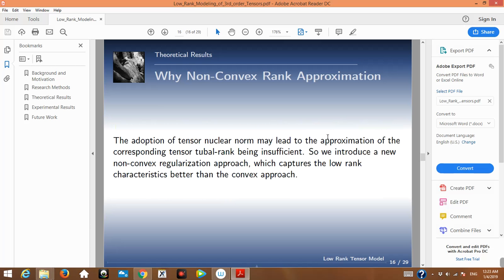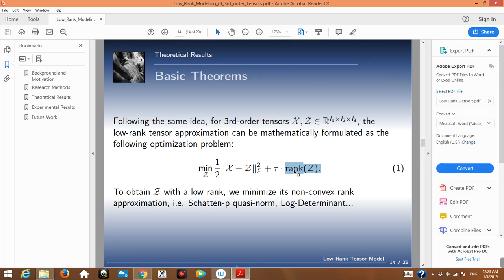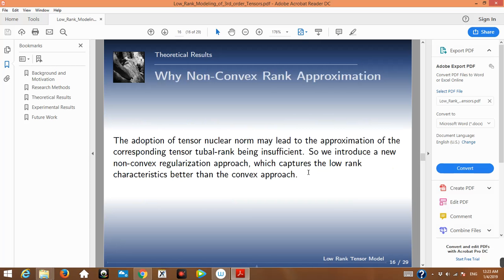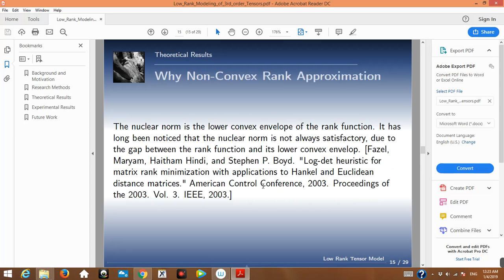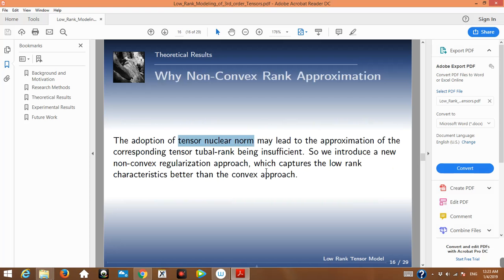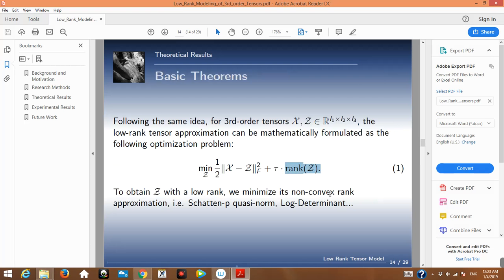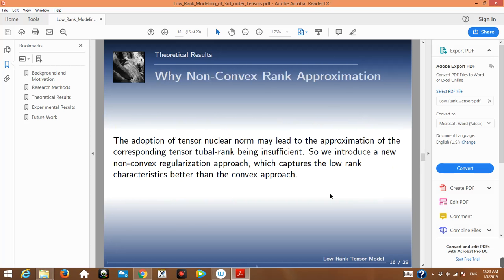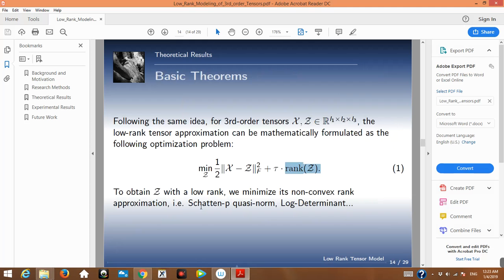In this way, we try to use a non-convex optimization to replace the rank of Z. That is, instead of using the tensor nuclear norm, we want to use a non-convex regularization of the rank of Z. For example, we can use the Schatten-p quasi-norm or the log determinant of the tensor Z.